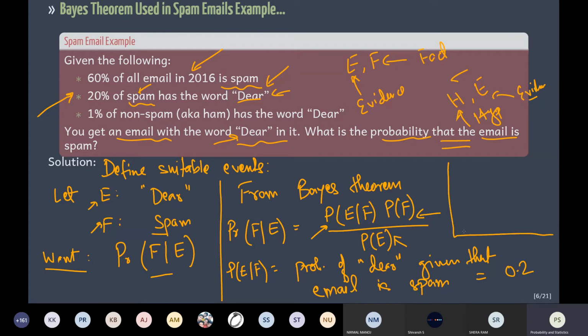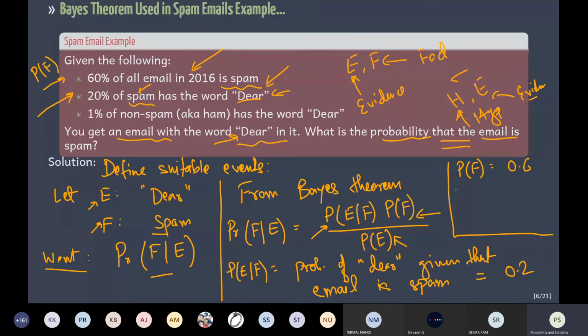Now what we need is the probability of F. So what does it mean in words? It is the probability of getting a spam out of all the emails. But that is already given to us. That is 60%, so the probability of F will be 0.6.